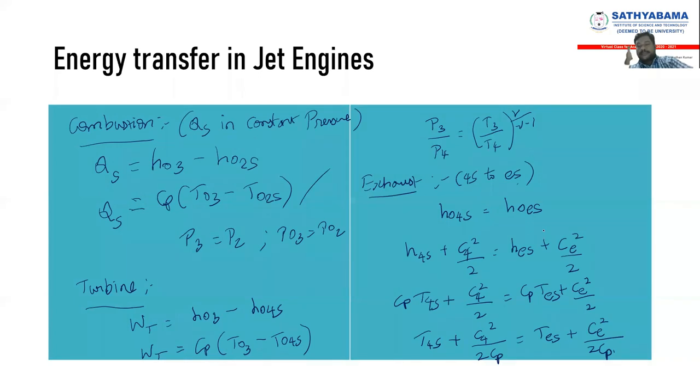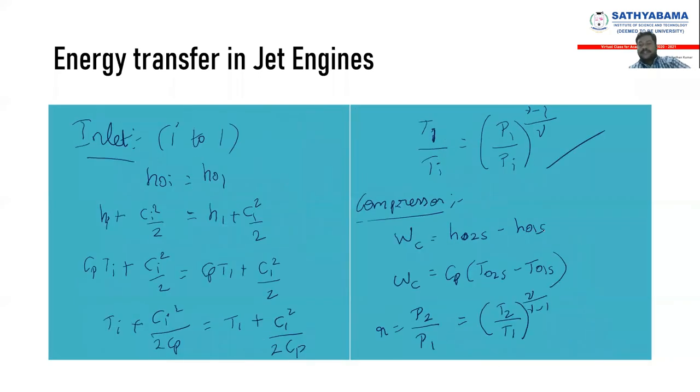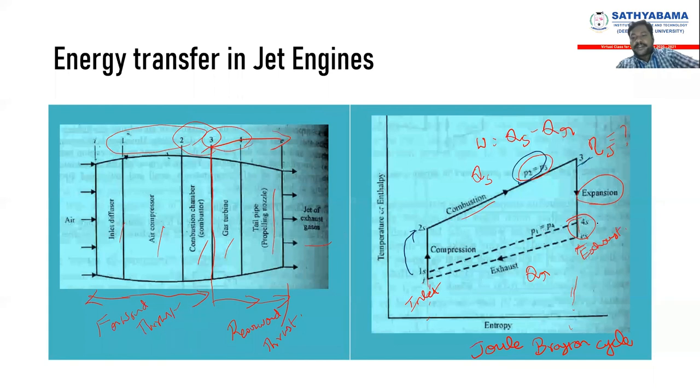Why I am writing this is, when you look at this figure, here in the exhaust, energy is going to be released, right? But your initial state is your inlet. From inlet to your compression entry, we have the isentropic state, and we have the expansion in the nozzle, that is in the exhaust section. And that is T4S equal to TES, right? So T4S and TES are not equal, right?